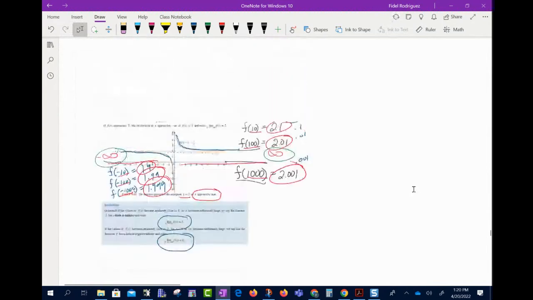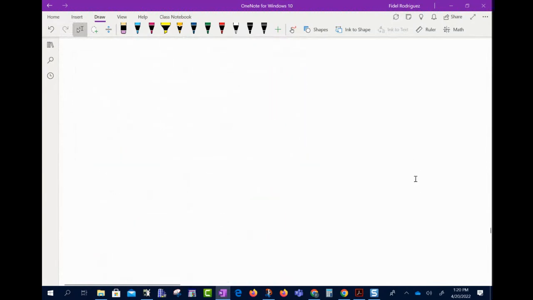Anywho, but then, y'all, when the degree of the bottom is smaller than the degree of the top, then it's going to go either towards infinity or towards negative infinity.